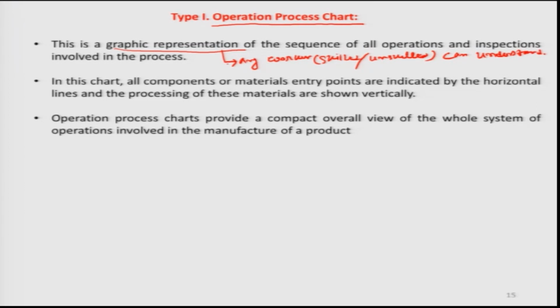So, this is a very popular method. In this chart, all components or material entry points are indicated by the horizontal lines, and the processing of these materials is shown vertically. Okay. Here the operation process chart provides a compact overall view of the whole system of operations involved in the manufacturing of a product. Okay. So, these are the benefits of the operation process chart.